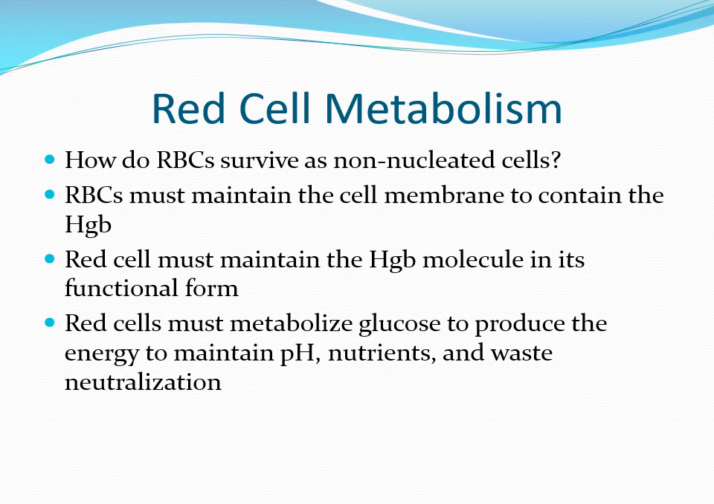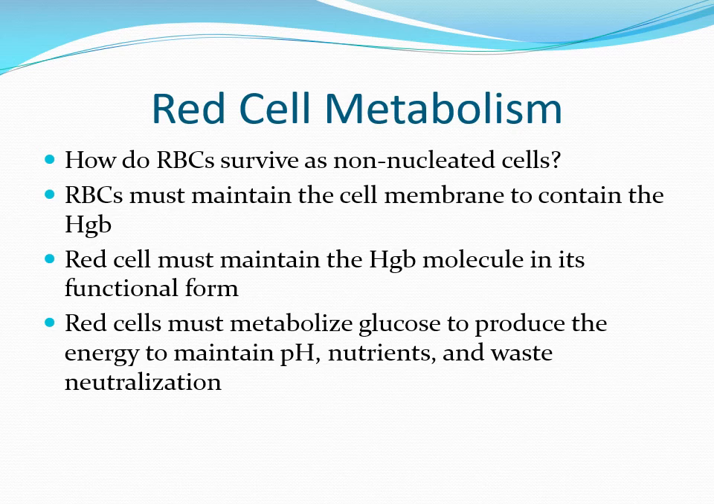We know that in their mature form, red blood cells do not contain a nucleus, but in their immature forms, they do. So their time is limited once they reach the mature state without a nucleus. It's about 120 days, and they survive because their whole job is to transport hemoglobin. Without the nucleus, they can transport oxygen a little bit better. The red blood cell must maintain the cell membrane to contain the hemoglobin, and it must maintain the hemoglobin molecule in its functional form.